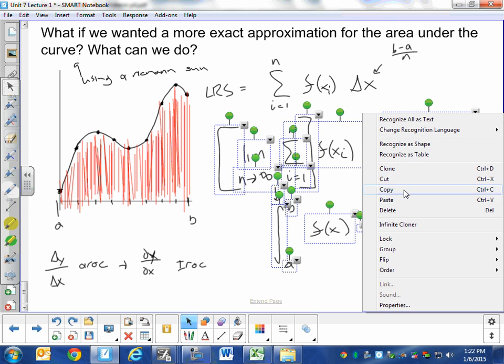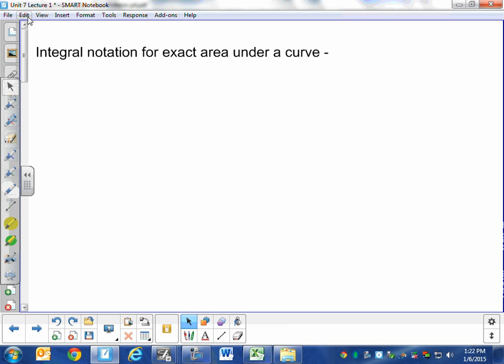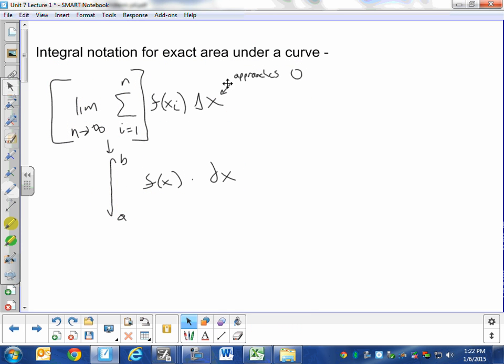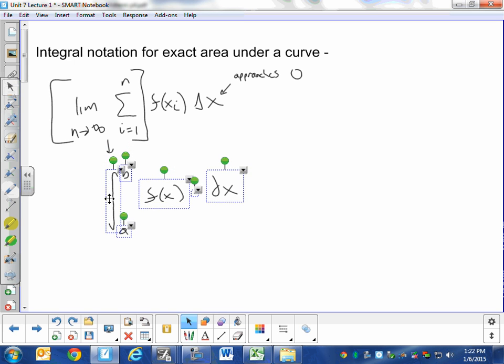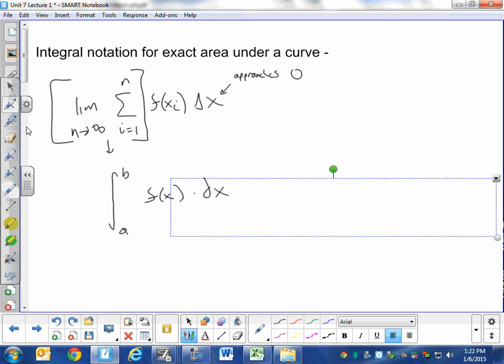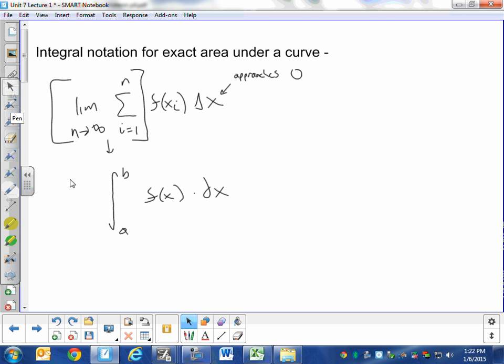Let me copy this, take it to the next page. This is the notation for the exact area under a curve. What started as this turns into something simple, that's this. So what's the dx? dx is an infinitely skinny width. Just like dy over dx is an infinitely small change in y over an infinitely small change in x. That is the slope of a tangent, right? dx used in this case is an infinitely skinny width of a rectangle.